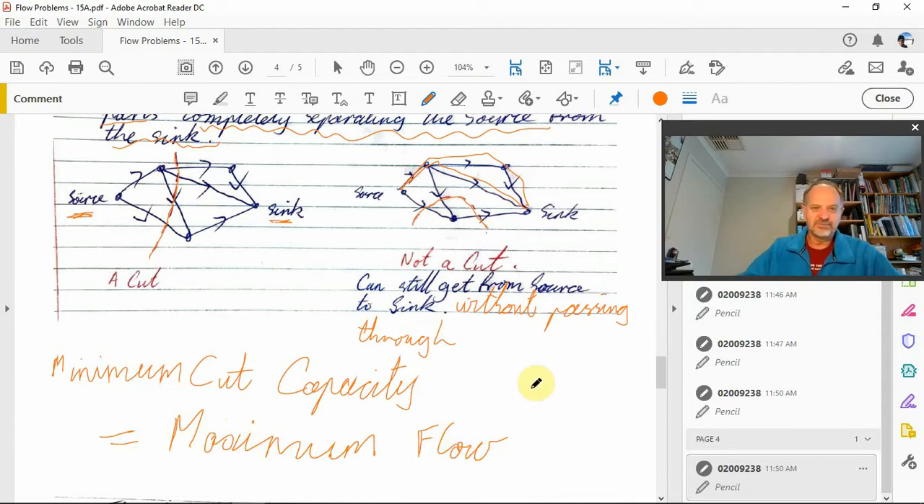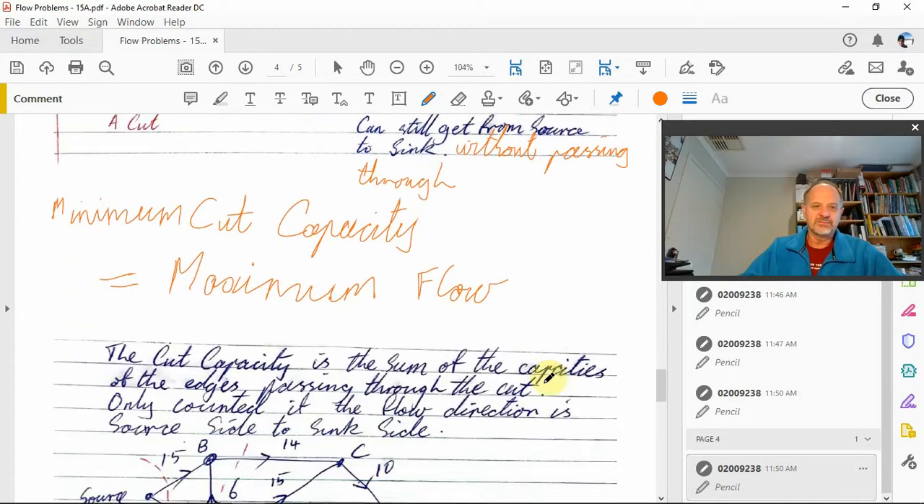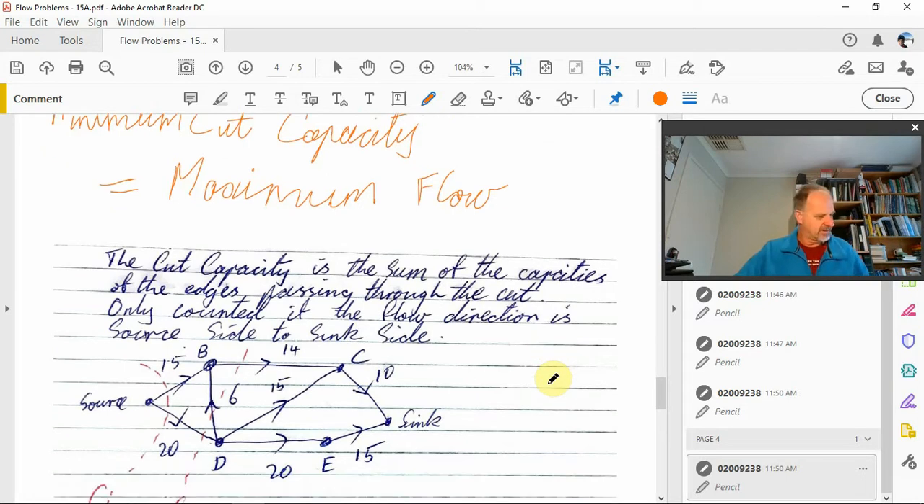So the cut capacity, if you like, is the sum of... I got a bit ahead of myself here, but anyway, doesn't matter. So look at the cut capacities: the sum of the capacities of the edges passing through the cut, only counted if the flow direction is source side to sink side.